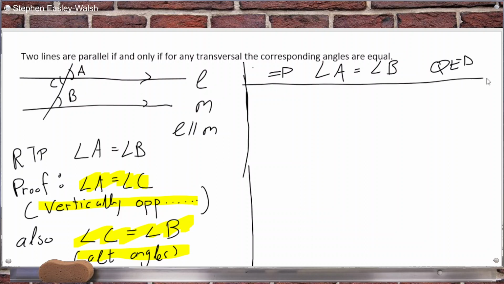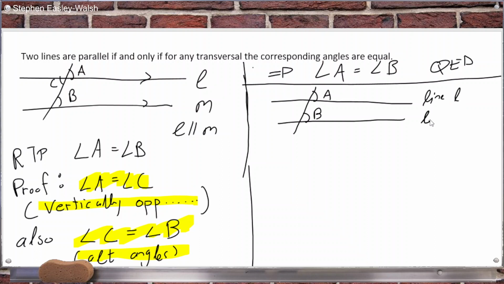Now in the opposite direction, if for any transversal the corresponding angles are equal, so you have a transversal here, and this angle here and this angle here are equal, and that's line L and that's line M. Angle A is equal to angle B. What we're required to prove is that L is parallel to M.